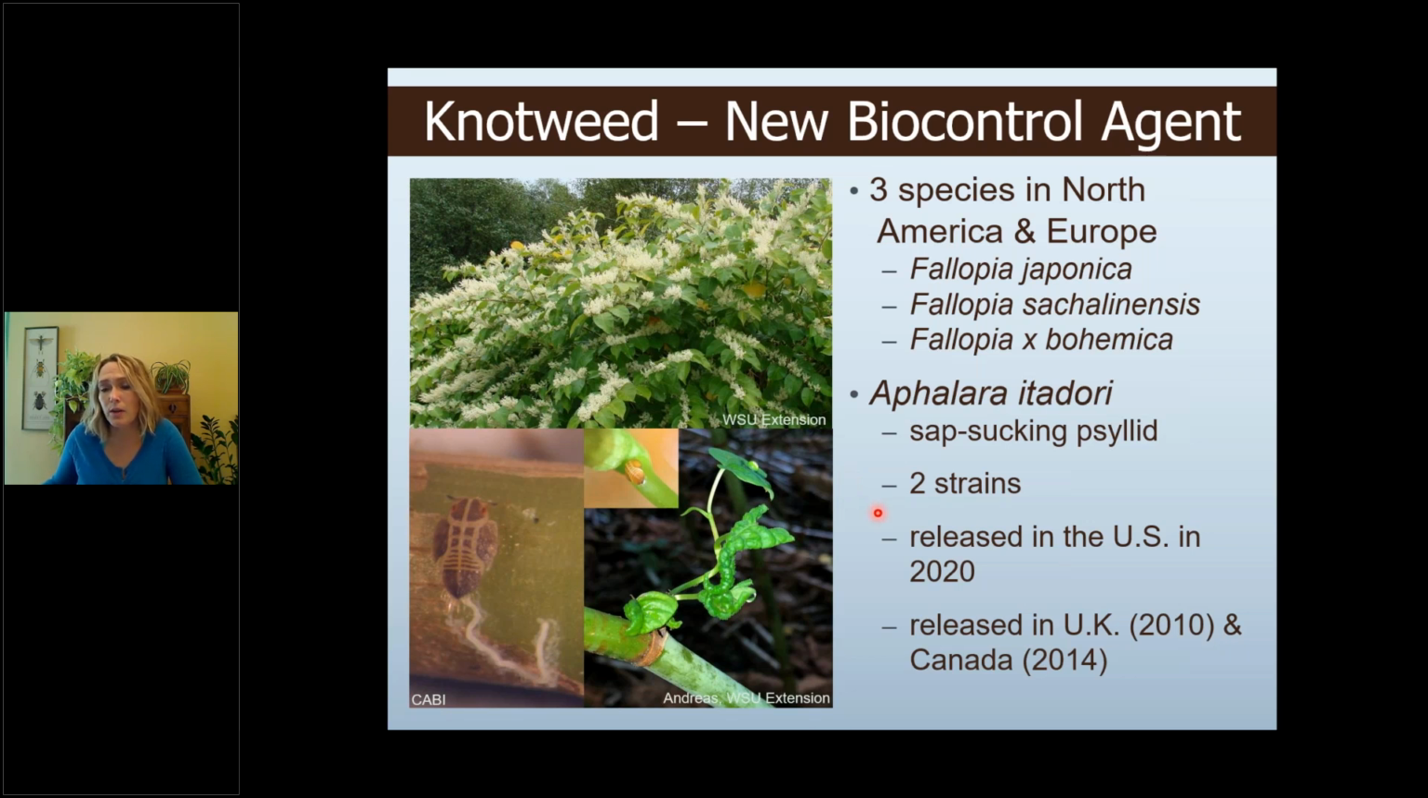We released these in 2020, so it's a pretty exciting project. This is some of the damage that I found on our giant knotweed by the psyllid. And this is a picture of the psyllid, so you can see how tiny they are. We're just in the very beginning stages of implementation and understanding what this will do in its introduced range.